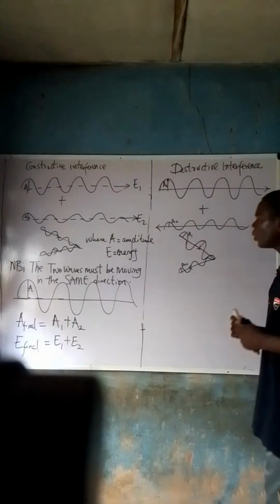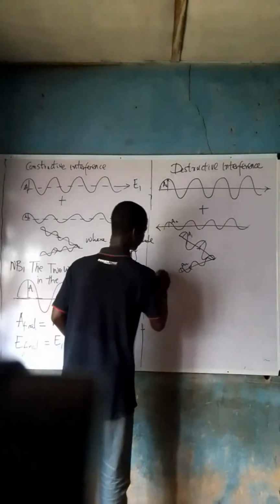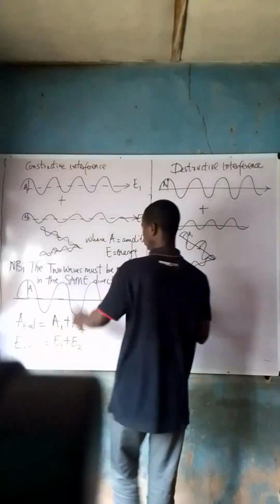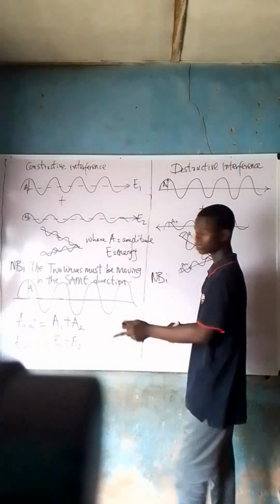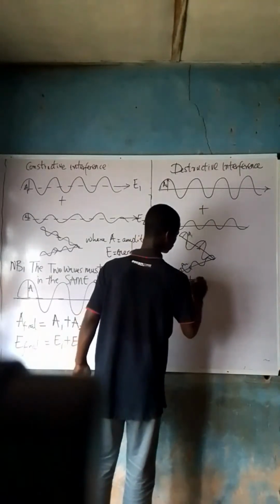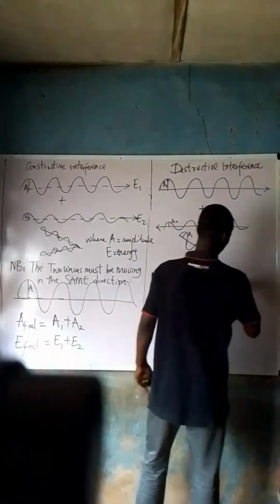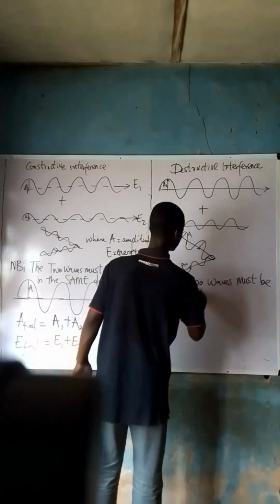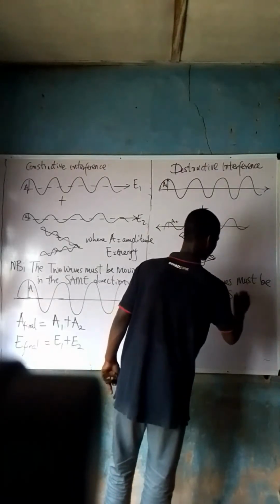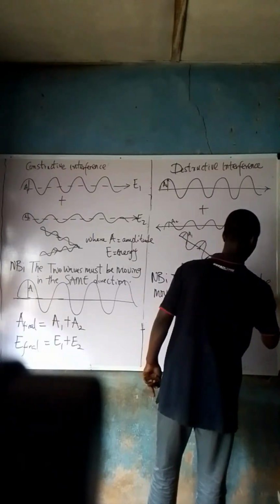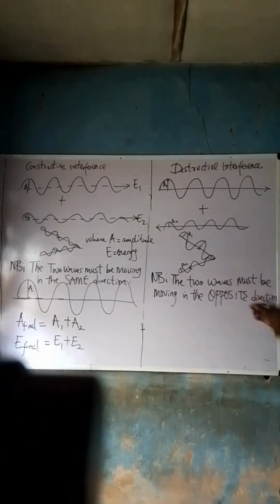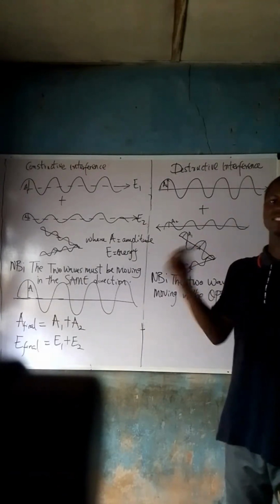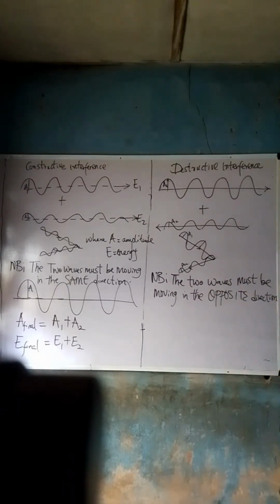Are you seeing that? So let's write the criteria for destructive interference. For destructive interference, what do you think? Will it be the same condition as this, or the opposite? Let's see what will happen. The condition is that the two waves must be moving in the opposite direction. So this is the condition, guys. They cannot be two waves moving in the same direction and you expect destructive interference to occur. It's not possible. The two waves must be moving in opposite directions. That is only when destructive interference can occur. I hope that is clear to us.